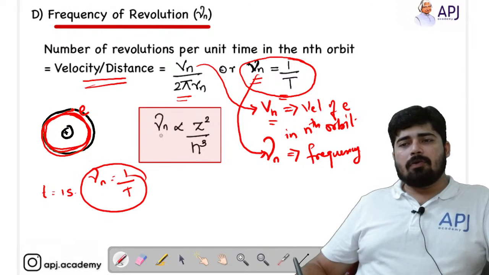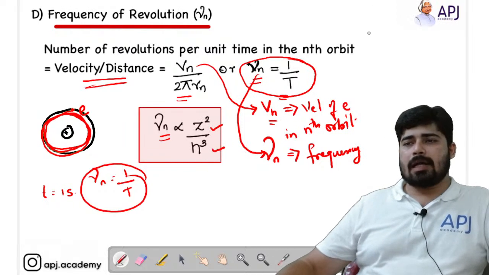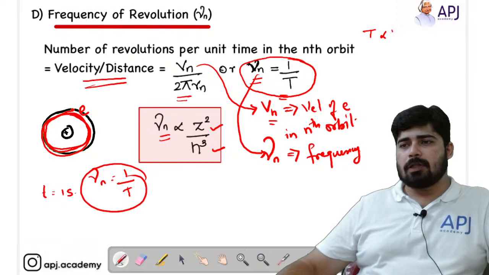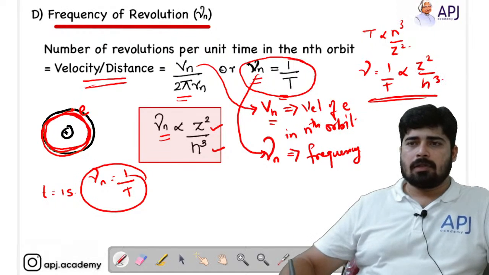Now we know that frequency is directly proportional to z square by n cube. How did I get that? Because we know that time period is directly proportional to n cube by z square. So obviously, since frequency is equal to 1 by t, it will be proportional to z square by n cube. That's how we got this relation. Next, move on to the next one.